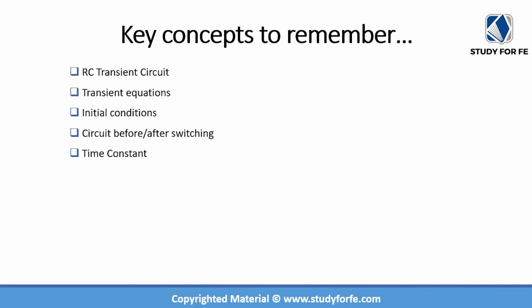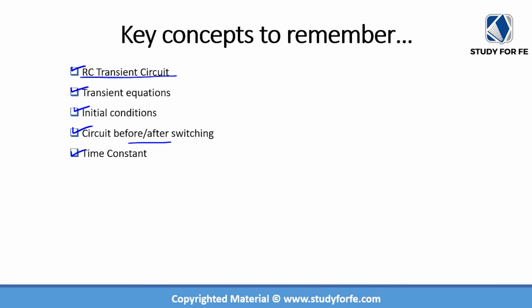In this lecture, we looked at one of the two transient circuits in detail. This is the RC transient circuit, and the other one in the context of the FE electrical and computer exam is the RL transient circuit. The fact that you've gone through the transient equations, initial conditions, the switching of the circuit, the graphs and the time constant for the RC transient circuit will help you a lot in understanding the RL transient circuit. And these two circuits are actually quite related.